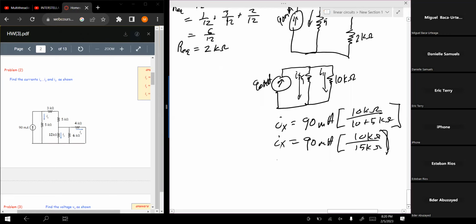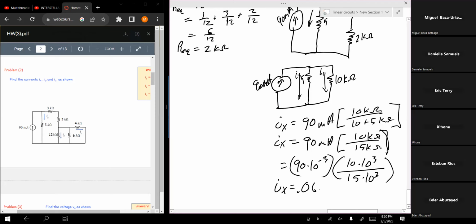So let's punch this into a calculator. The way you're going to punch this into a calculator is like this: 90 times 10 to the negative 3 times 10 times 10 to the 3 divided by 15 times 10 to the 3. And this should give you a value of 0.06 amps, which is just 60 milliamps.